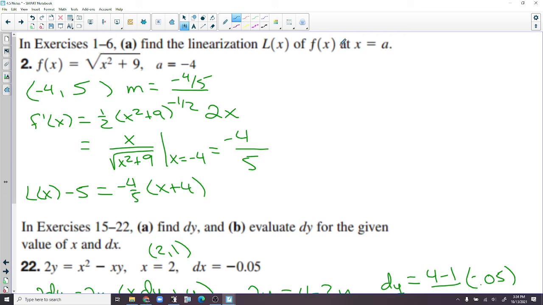Exercises 1 through 6, find the linearization of f(x) at x equals a. So we have a point, -4, we plug that in. 16 plus 9 is 25, square root of 25 is 5. There's the point. Here is the slope, and we got that by taking the derivative: 1/2 (x squared plus 9) to the -1/2, but then times the derivative of the inside. That's x over square root of x squared plus 9. We're evaluating that at x equals -4, and we end up with -4/5. So here is the linearization. That's the equation of the tangent line.